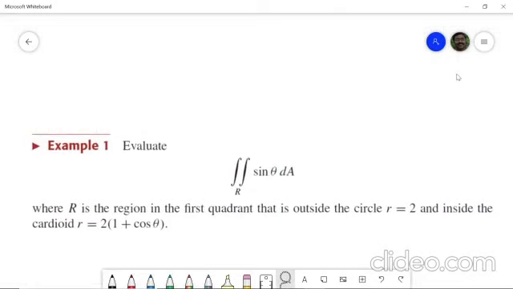that is outside the circle r equals 2, and inside the cardioid r equals 2 into (1 plus cos theta). Okay, so we have already seen what we mean by this circle r equals 2, and also you know the figures of some common cardioids. So you know the shape of that to write the limits.